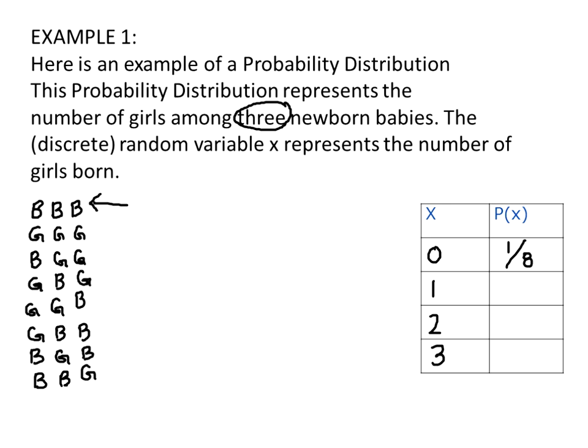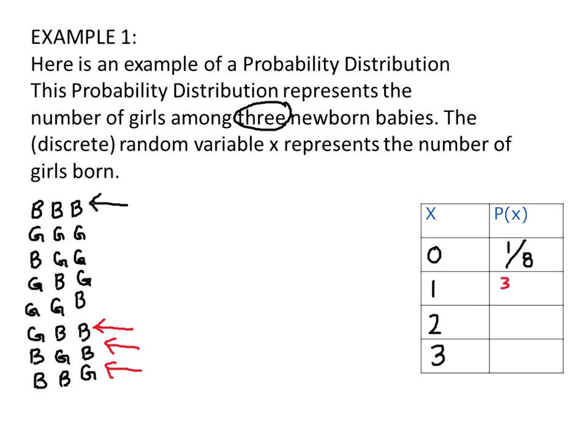Okay, let me change the color on the next one. All right, so for this one, it says X is 1. So how many cases do we have just 1 girl? Did I miss any? So I'm just looking for just 1 girl.